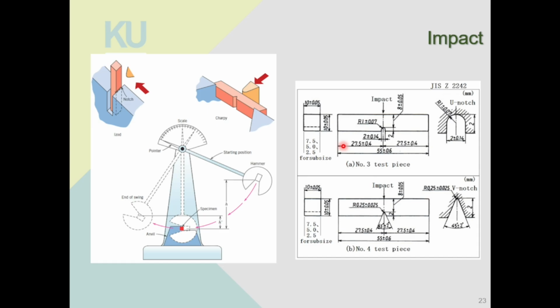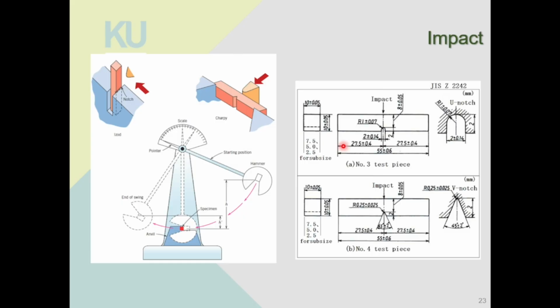So if we can measure the final height of the hammer, like the h prime here, we will know how much energy the specimen absorbs, by using mgh minus mgh prime. If the specimen absorbs a lot of energy, the h prime will be quite low. If the specimen doesn't absorb a lot of energy, the h prime will be quite high.